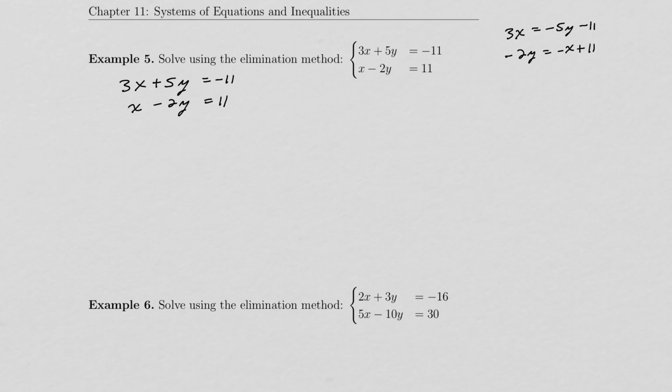However, if you look at the x's, I have a 3 and a 1 here. If I make this a negative 3, then I don't need to do anything to the first one, right? I already have a positive 3. Then when I add them, I can eliminate the x's. So it's probably going to be easiest, right, to eliminate the x's in this case. I want this coefficient here. I want this to be a negative 3.